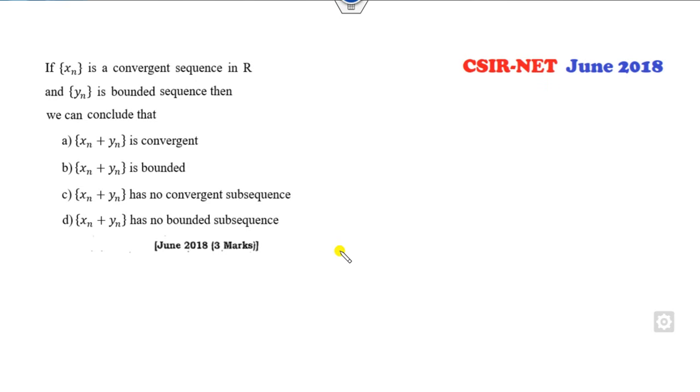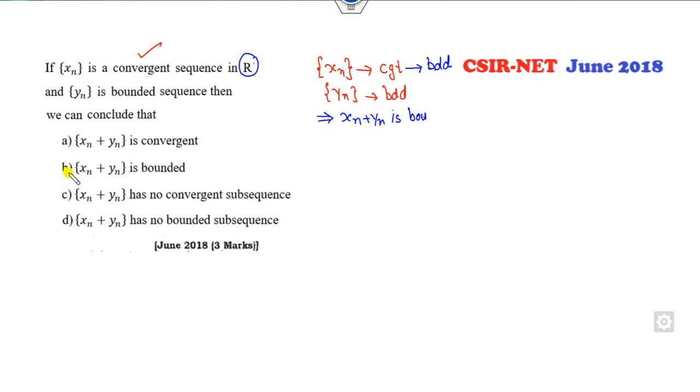Now look at this next question. If xn is a convergent sequence and yn is a bounded sequence, then your target is to check which of the following is true. Look at that. Every convergent sequence is bounded, fine, on the real line R. So if xn is bounded and yn is bounded, what does it mean? Xn plus yn is bounded, so this is correct. But if yn is bounded, it doesn't imply that it is convergent, so the sum is not necessarily convergent, fine.